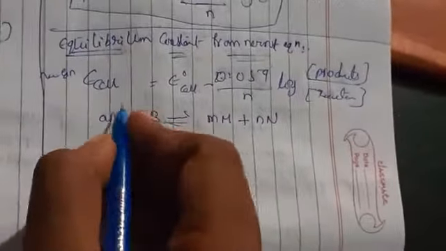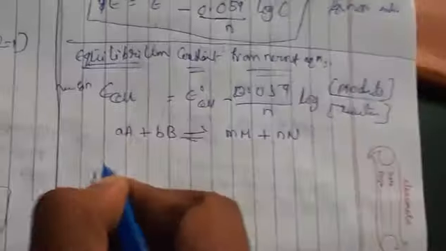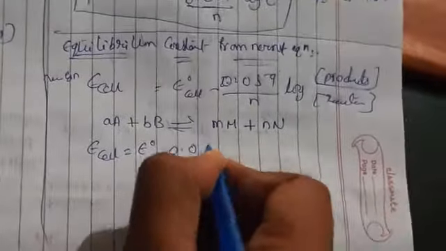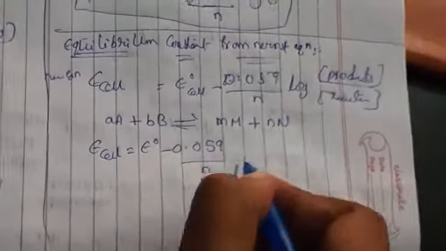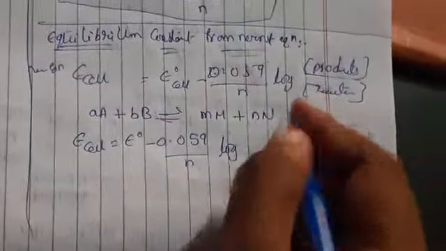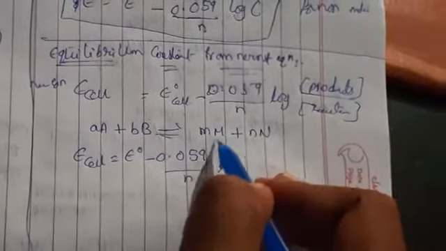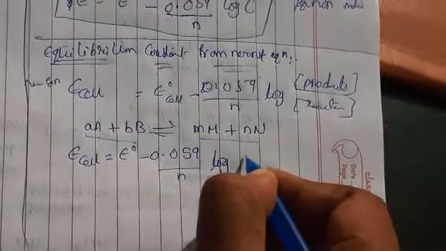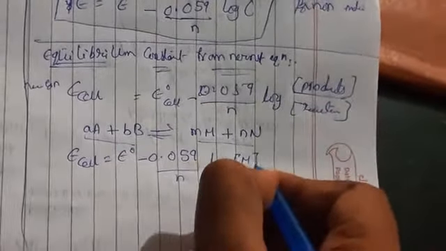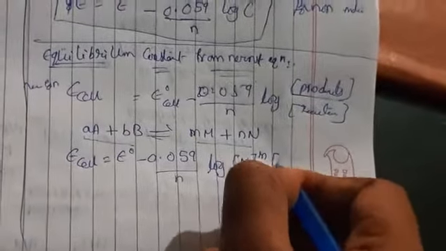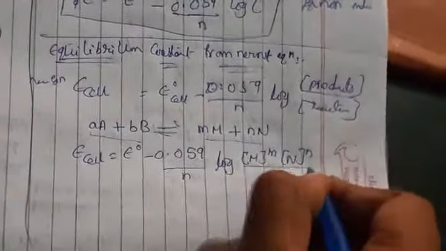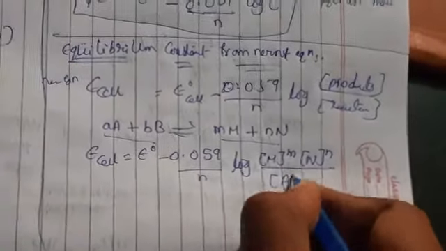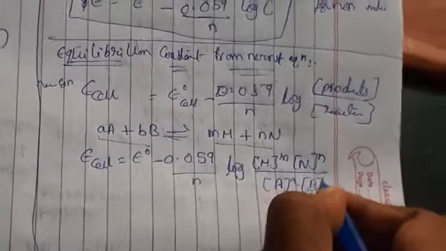Then the expression, how the above equation will become: E cell is equal to E naught minus 0.059 by n into log of the concentration of products by the concentration of reactants. Here the concentration of products means the concentration of M to the power m, the concentration of N to the power n, and the concentration of reactants means A to the power a, the concentration of B to the power b.